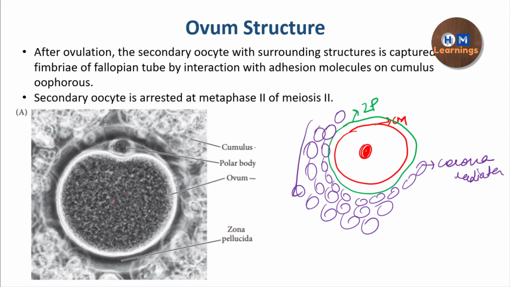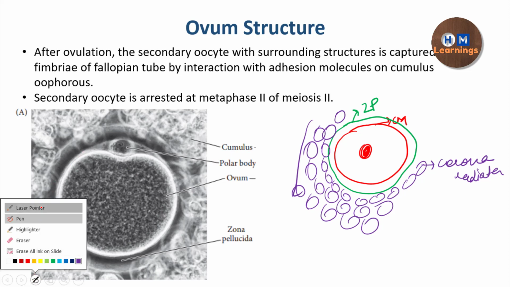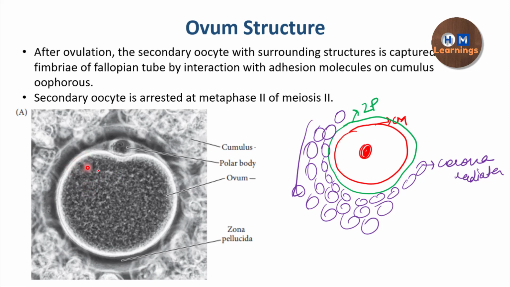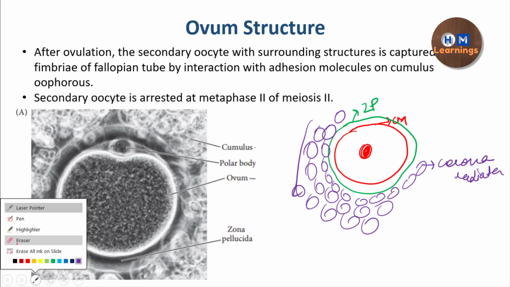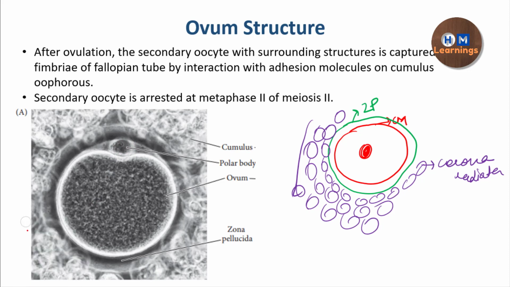You can see here a large ovum which has a lot of cytoplasm and a cell membrane. I will show you with the help of a pointer. This is the ovum with a large cytoplasm. It must have the nucleus as well. This is the cell membrane, and here this is the first polar body. I forgot to draw the polar body here.